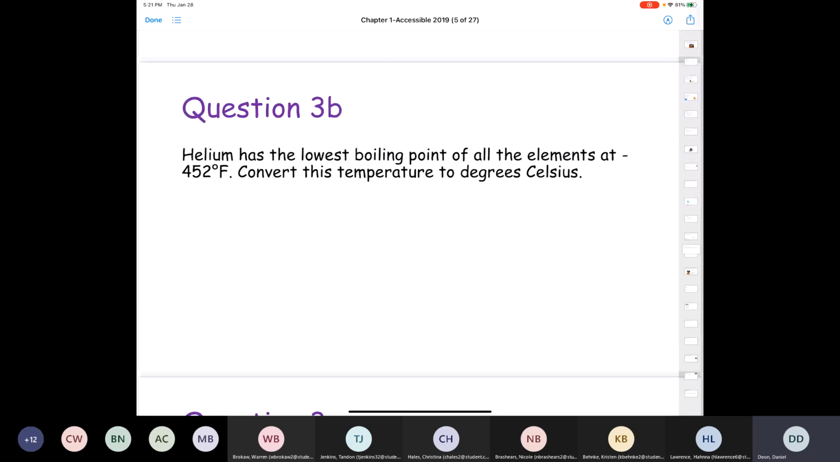But let's just practice our conversions more. Here it says helium has the lowest boiling point of all elements at 452 degrees Fahrenheit. Convert this temperature to degrees Celsius. Well, again, we went over this earlier.